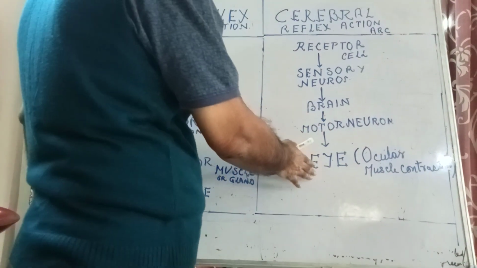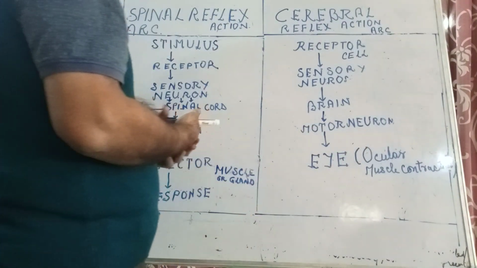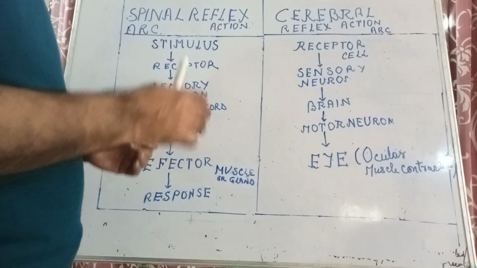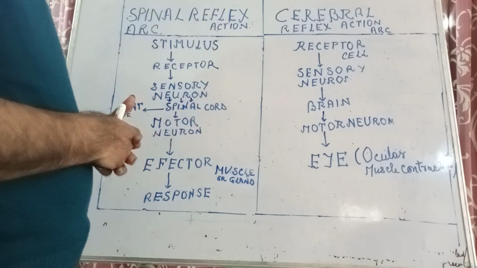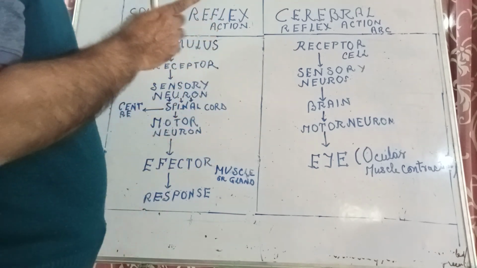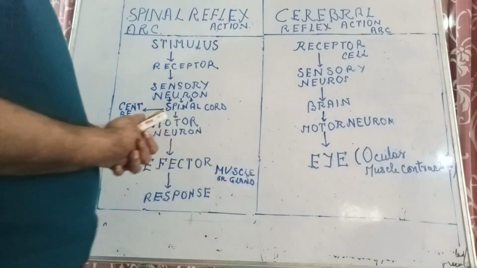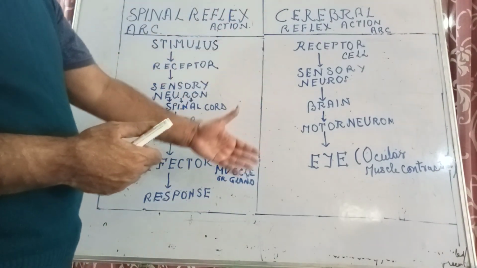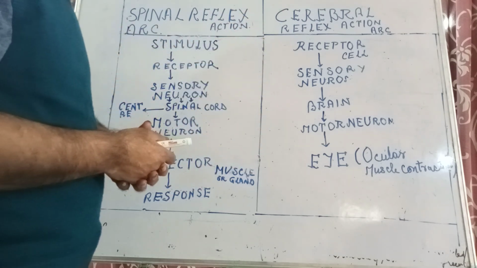As a result, the response will be, it will contract, and the iris is there also, which will regulate the diameter and the size of the pupil. So there will be a minimum entry of light, and the eyes will be almost closed. So this will be the response. So this is the shortest possible route, the arc of the cerebral reflex action.